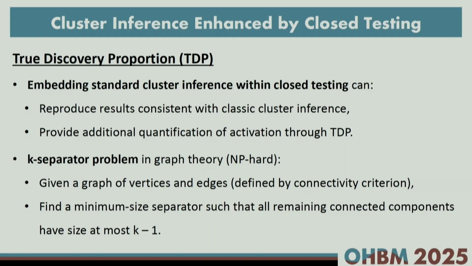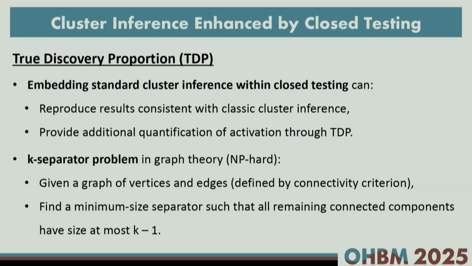We have face connectivity, and we have the edge connectivity, and also the vertex connectivity. So the k-separator problem: solving this k-separator problem is essentially finding a minimum size separator such that after removing this separator, all the remaining connected components will have the size at most k-1. That means all the remaining clusters will be insignificant in this case.